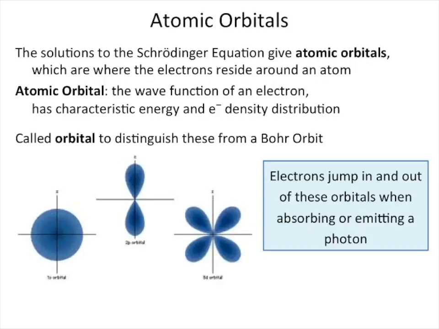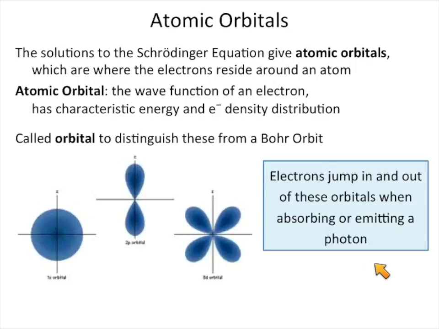So the Schrödinger equation gives you these atomic orbitals, which are where the electrons reside around the atom. And again, this is from the wave function of the electron. So we call these orbitals to distinguish them from this idea of an orbit in the Bohr model of the hydrogen atom. So the orbital is the correct physical picture for how an electron resides around the atom.